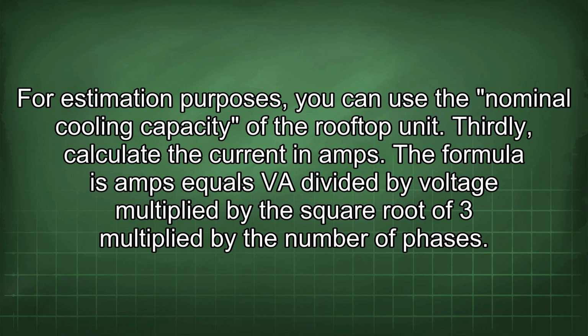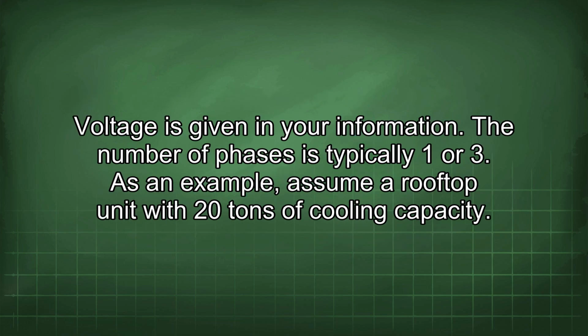Thirdly, calculate the current in amps. The formula is amps equals VA divided by voltage multiplied by the square root of 3 multiplied by the number of phases. Voltage is given in your information. The number of phases is typically 1 or 3.